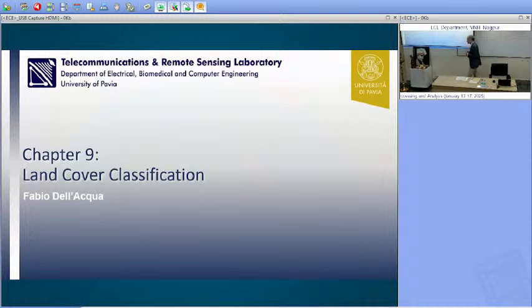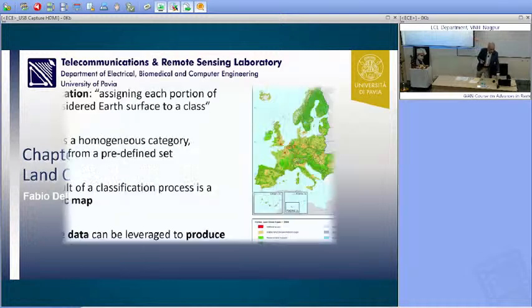Obviously, the last step can be very diverse because depending on the application for which you intend to use remotely sensed data, there's a huge range of possible things that you can do. So obviously, it doesn't make sense to list them all. I thought it was more useful to focus on one of them, one which is a major stream in the use of remotely sensed data, which is land cover classification.